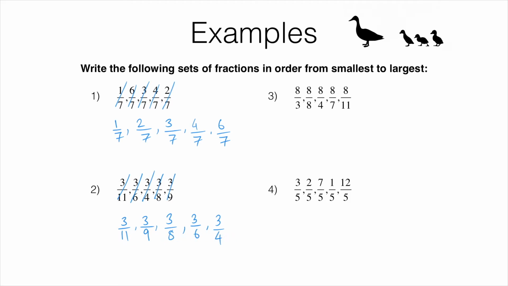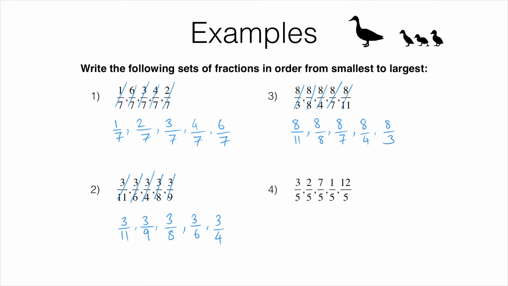So for question 3, we have 8/11ths first. That's the smallest fraction. Then we've got 8/8ths. Then it's 8/7ths. Next it's 8/4. And finally it's 8/3.